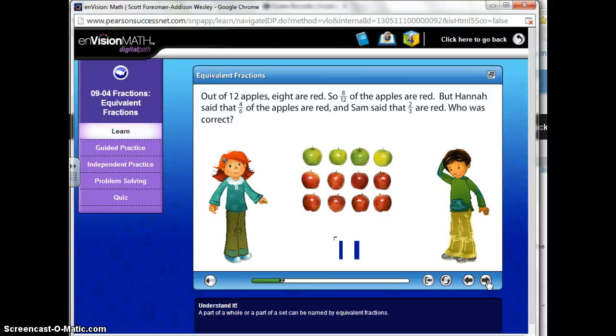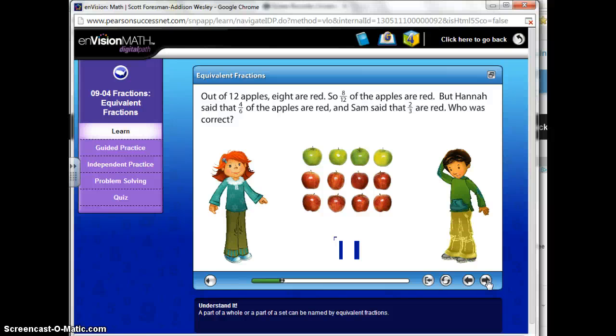But it says there are two kids that kind of disagree. Hannah says 4/6 of them are red, and Sam says that 2/3 of them are red. Well, which one of them was correct? Both? Neither? One of them? Would you all agree that 8/12 we know for sure to be red? Well, let's put Hannah's answer right by our 8/12. 8/12 equals 4/6. How do you think they got from 8 to 4?